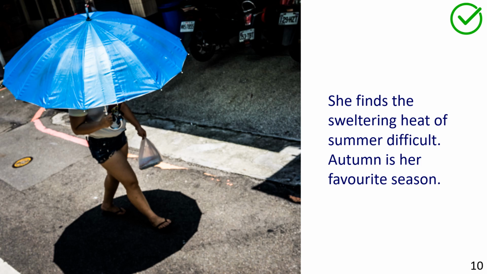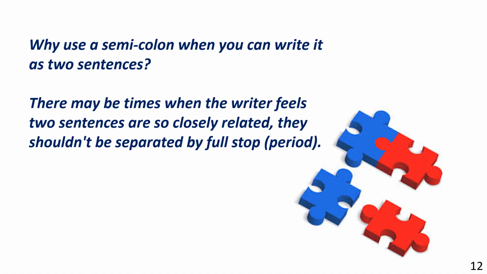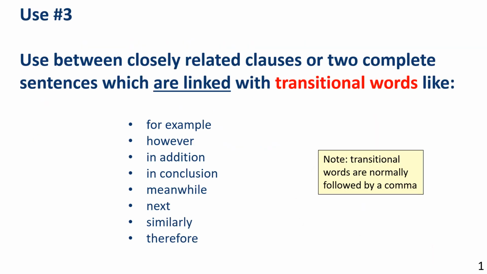This is grammatically correct. Notice we can join the 2 closely related sentences with a semicolon and make it one sentence. This is also correct. She finds the sweltering heat of summer difficult; autumn is her favorite season. Why use a semicolon when you can write it as 2 sentences? There may be times when the writer feels 2 sentences are so closely related they shouldn't be separated by a full stop or period.